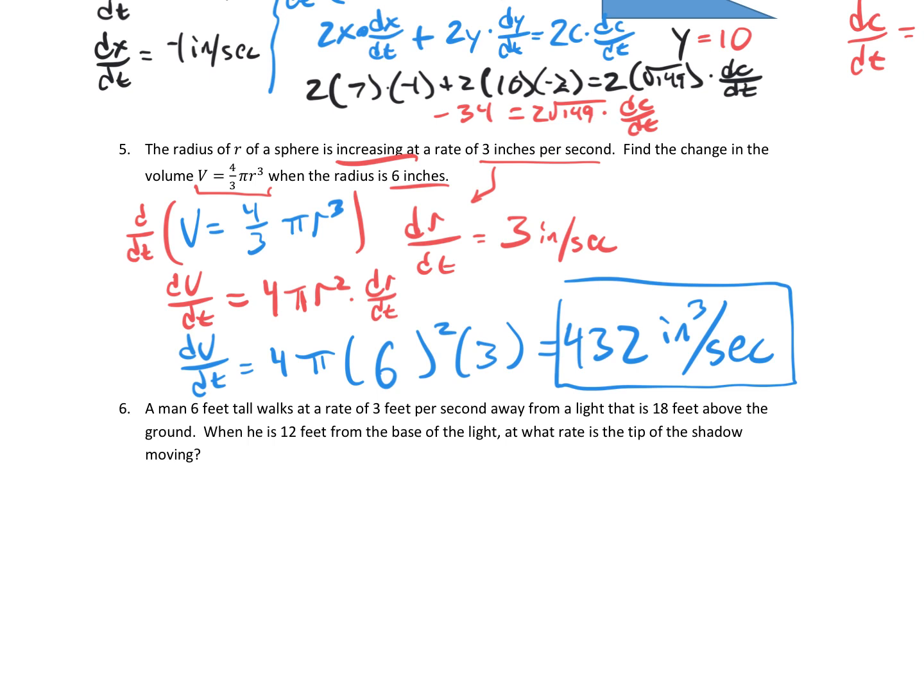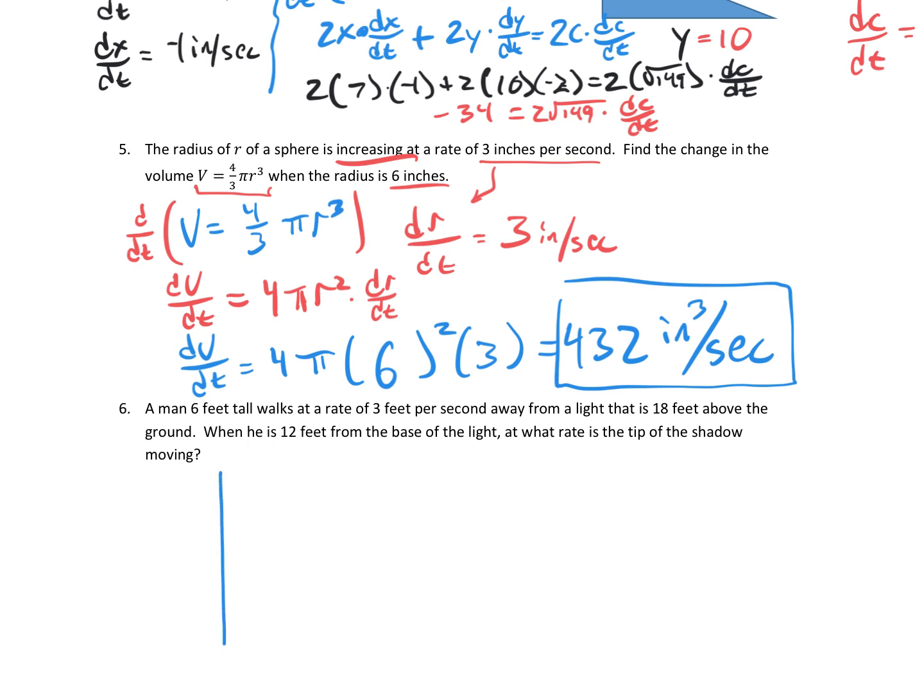All right, one more here. We've got a man walking that's 6 feet tall, walking 3 feet per second, walking away from a light that's 18 feet above the ground. When he's 12 feet away from the base, what is the rate of the tip of the shadow moving?